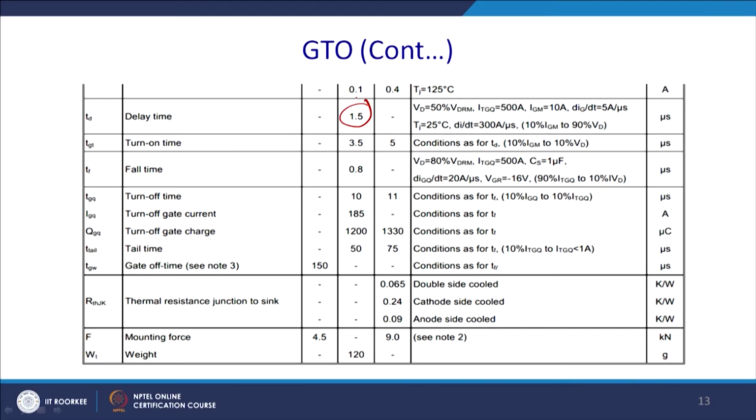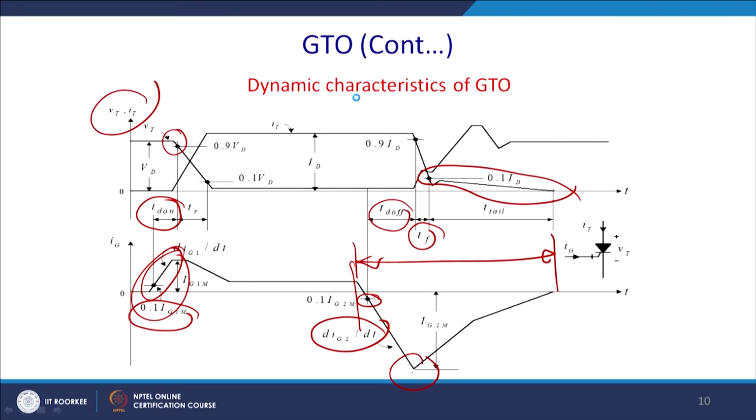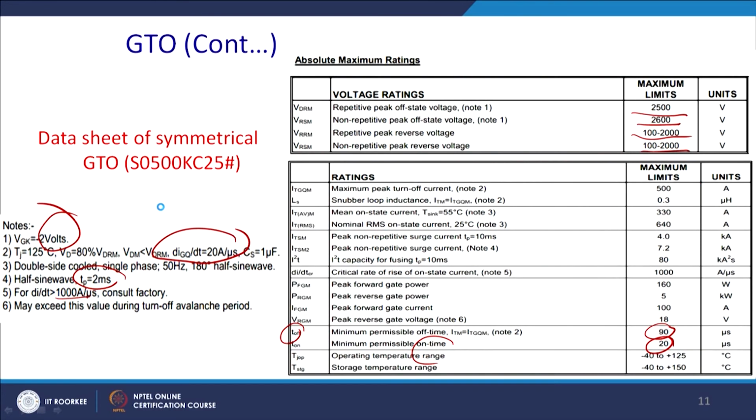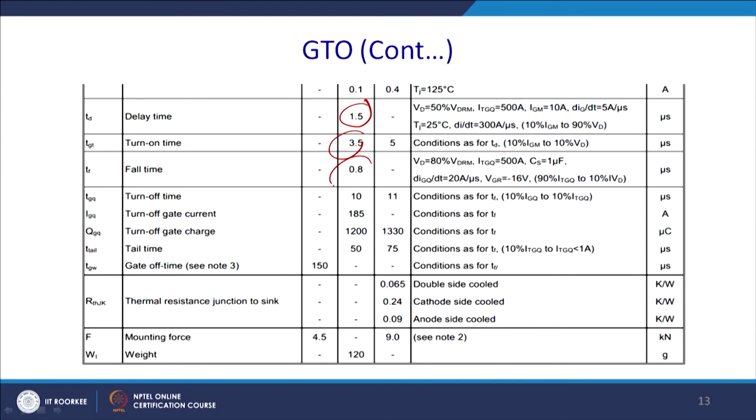Please recall the graph that we have shown. So, this is basically td(on), that is required to be 1.5. Turn on time, that is the fall of the voltage across the thyristor, across the device, 90% to 10%, that is 3.5, fall time is 0.8. Turn off time, you see that it is quite high. This is what is important here, the trailing time.